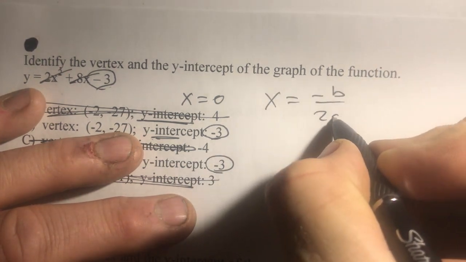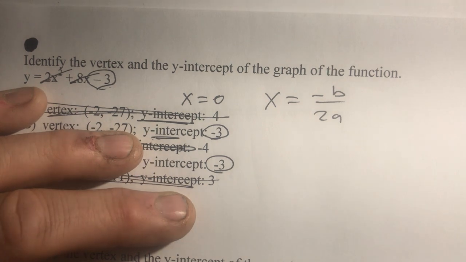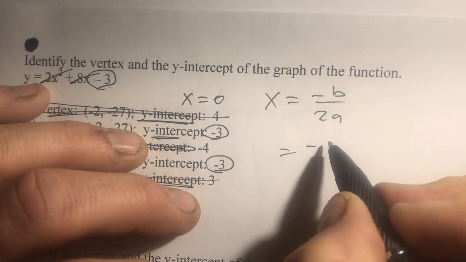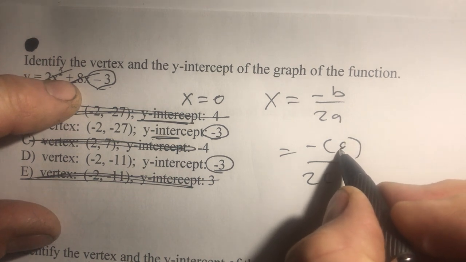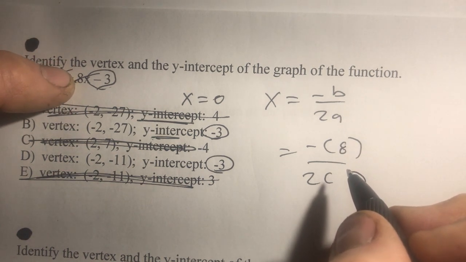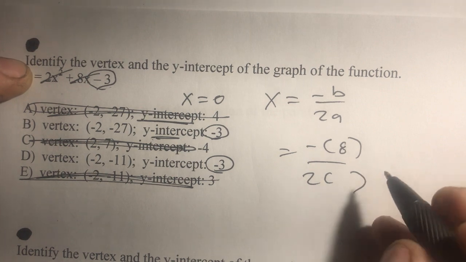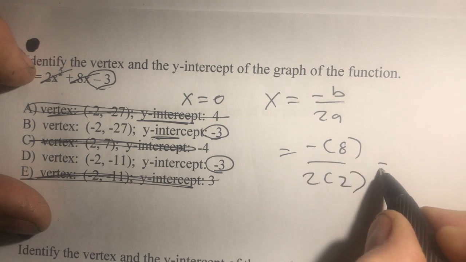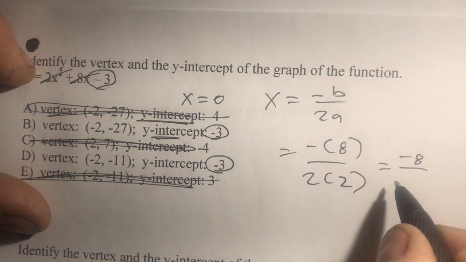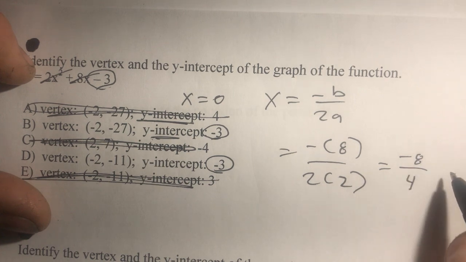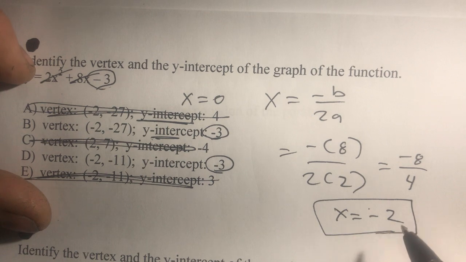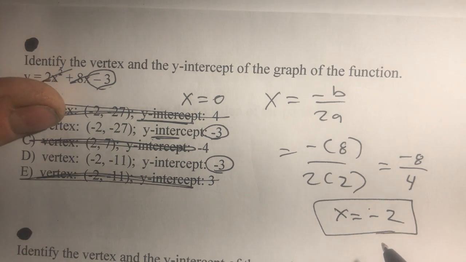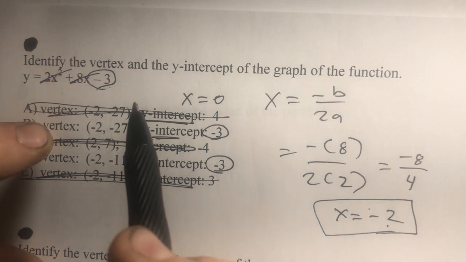negative b over 2a is what x is. All right, so in this one, negative b over 2a, my b is 8. I've marked it out up here, but my b was 8. And my a is a 2. So it gives me a negative 8 divided by 2 times 2, which is 4, and then that's a negative 2. All right, this is my axis of symmetry. X equals negative 2. So now all I do is I put negative 2 in for x.